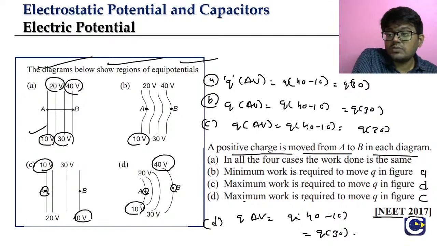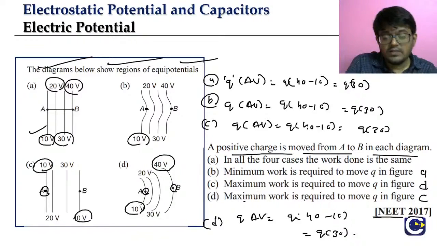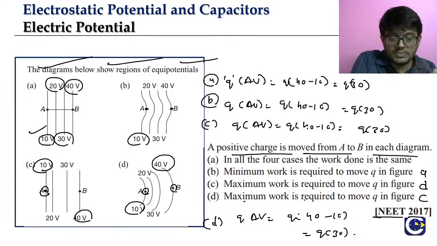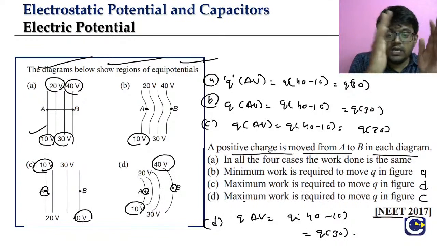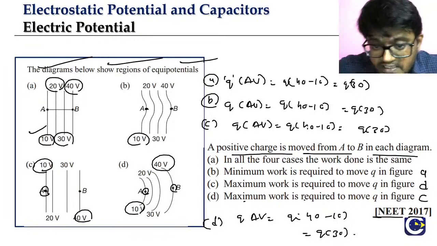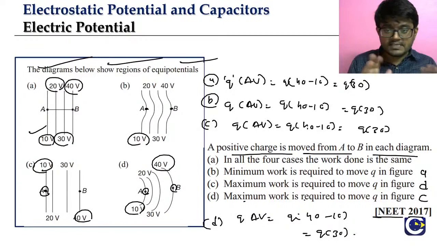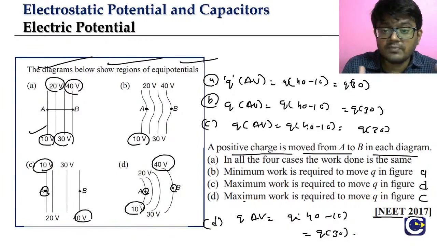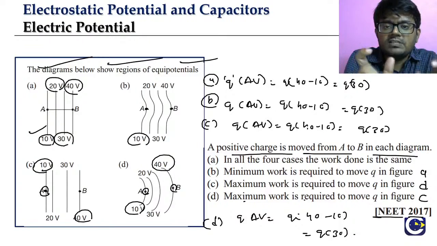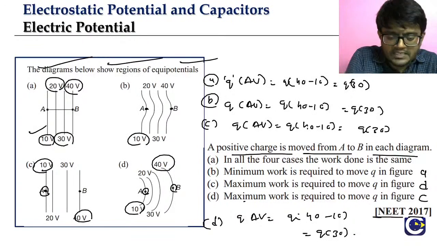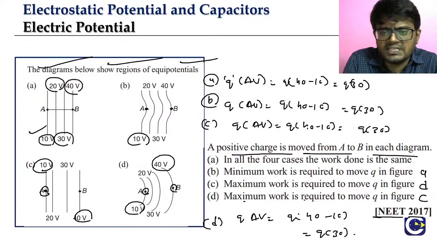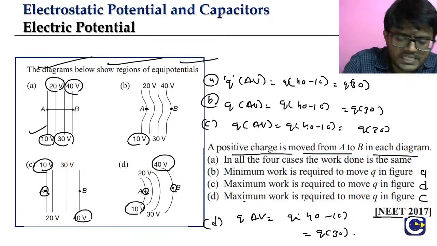So what is the conclusion we are getting? In all cases we are moving from point A to point B, which means the potential difference between point A and point B is the same, whether it is option A or option B. The shape of the equipotential surface is changing, but we are not bothered about the shape of the equipotential surface. What is required for us is only the potential difference. From the initial point A to the final point B, what is the potential difference? In each of the 4 cases, we are getting the same potential difference, 30 volt.